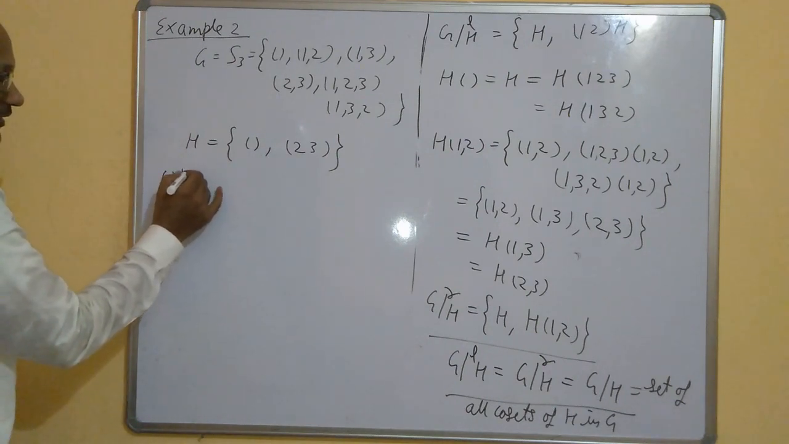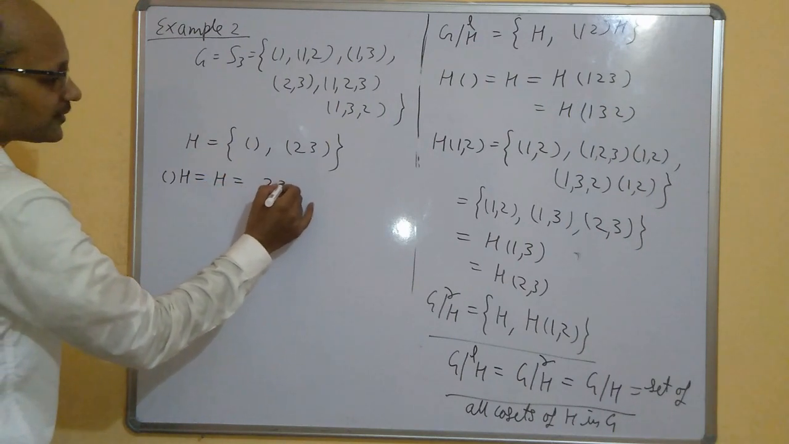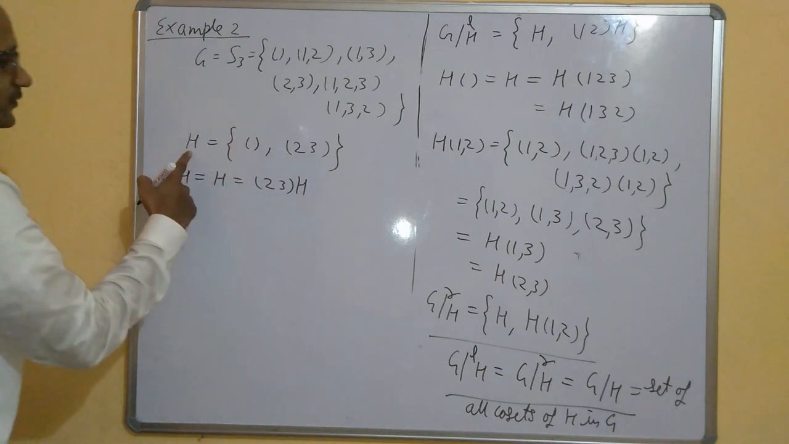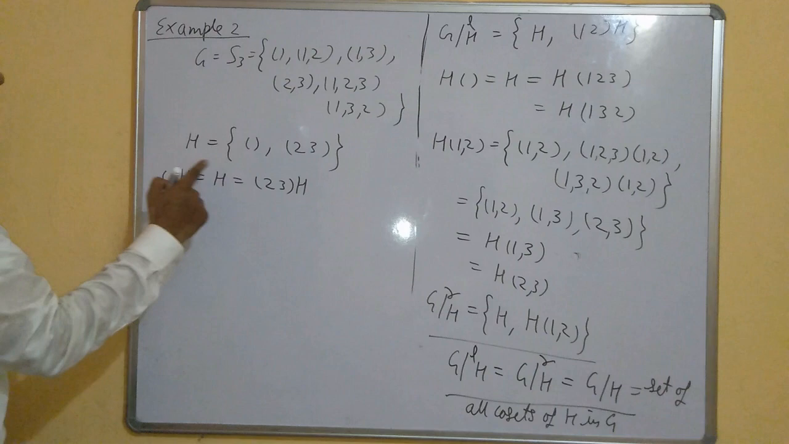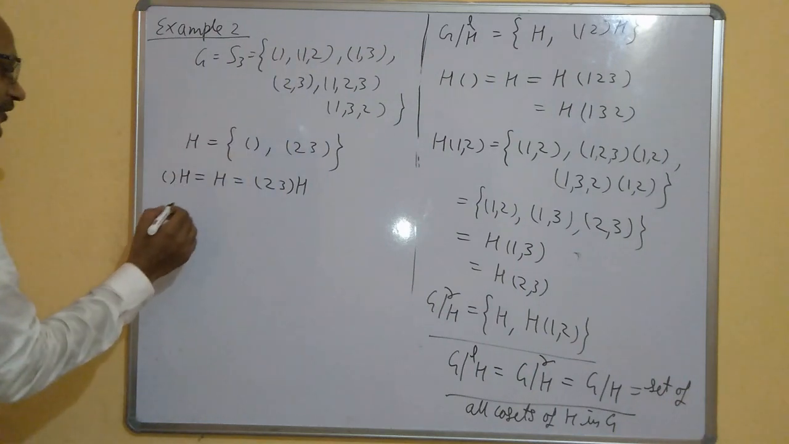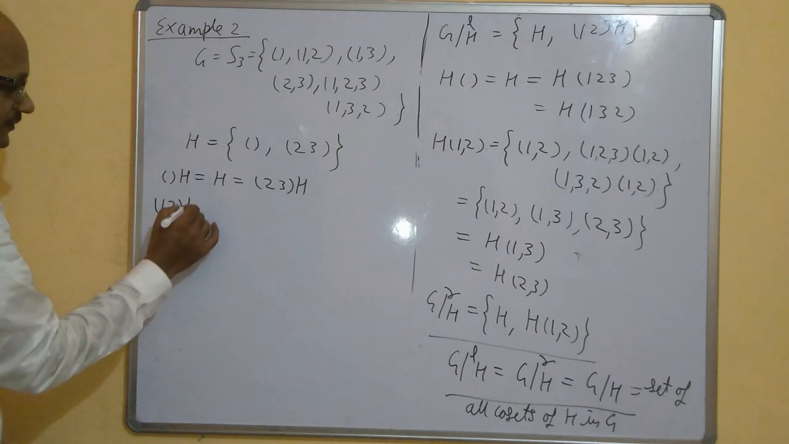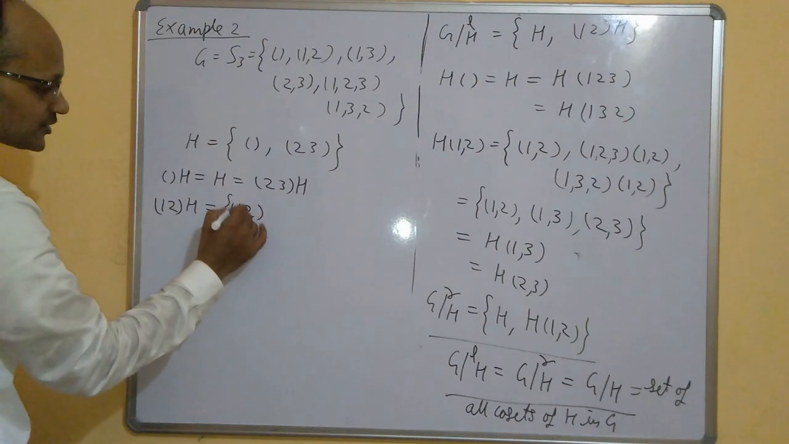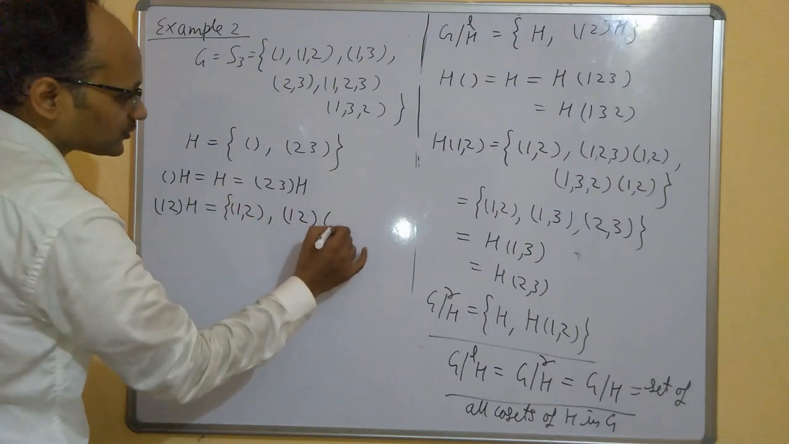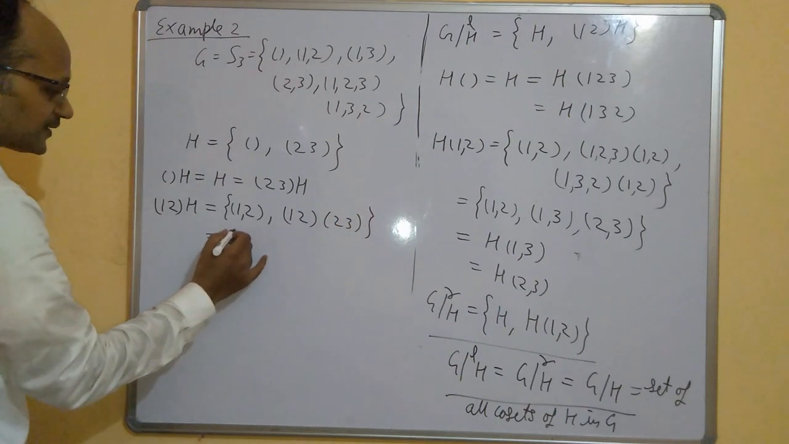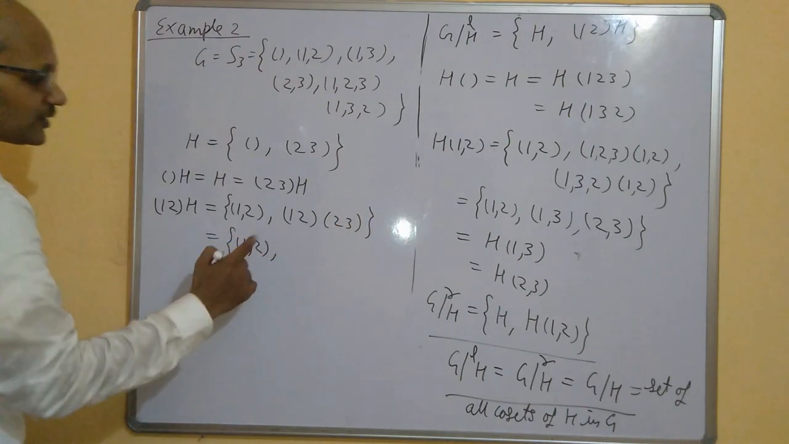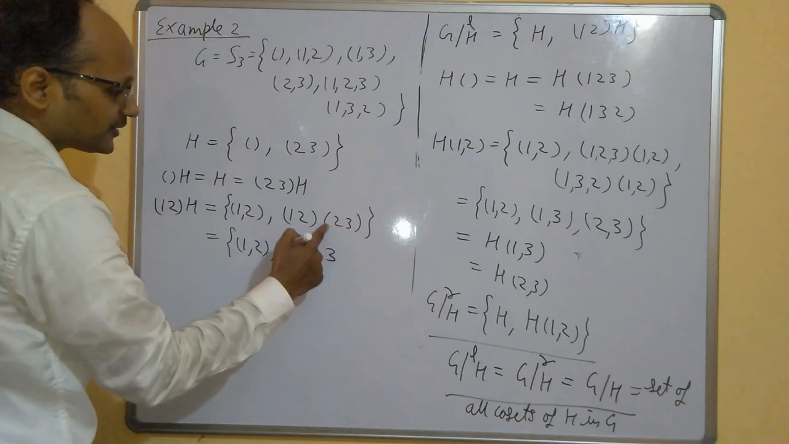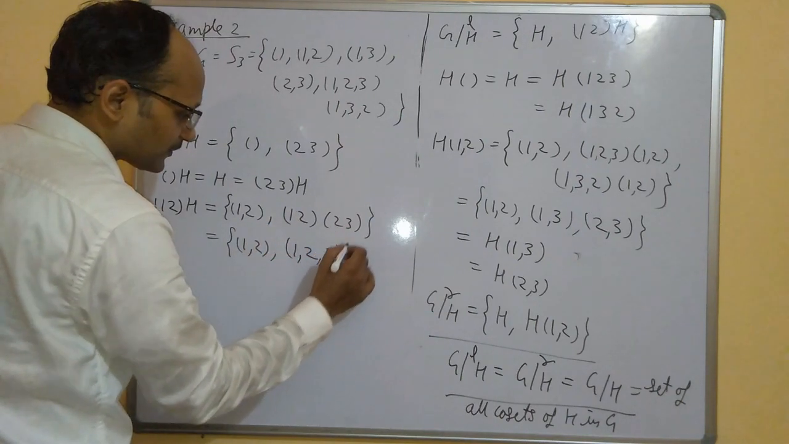Again it is not hard to see that this is equal to H. Now take another element of G. So I have taken two elements, identity and (2 3). Now take (1 2), so (1 2)H. We will multiply (1 2) to each of the elements of this. So this will give you the first element as (1 2), and this is (1 2)(2 3). So what is this? 1 is going to 2, 2 is going to 3, and 3 is going to 1. So this is (1 2 3).